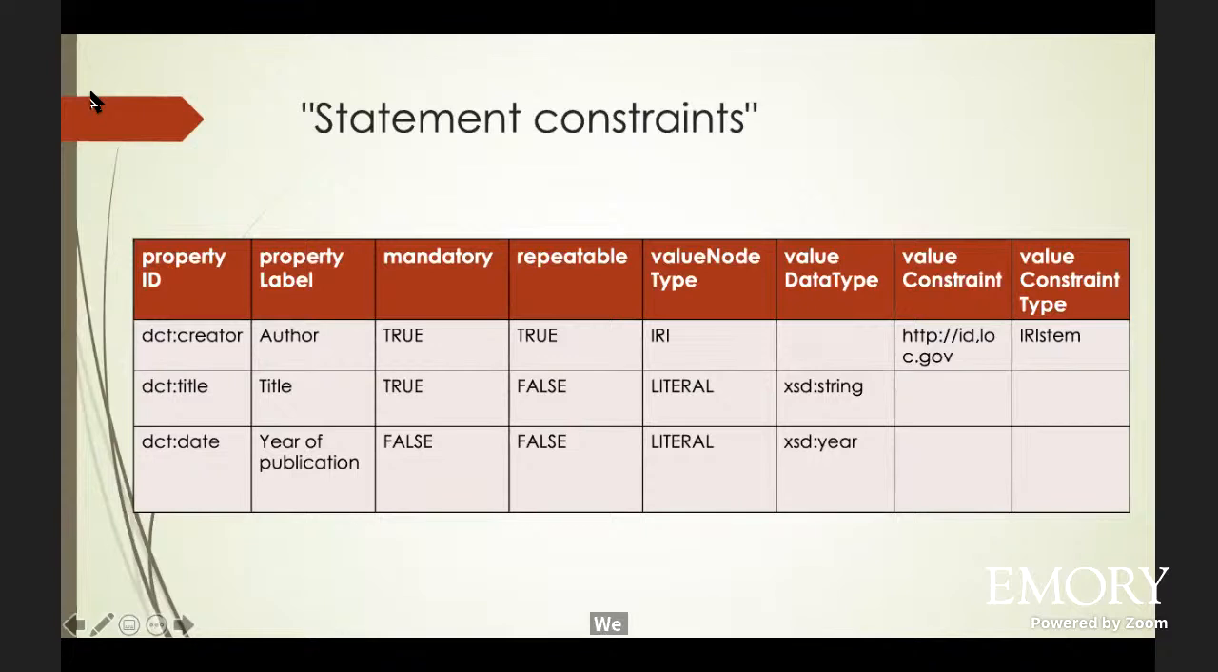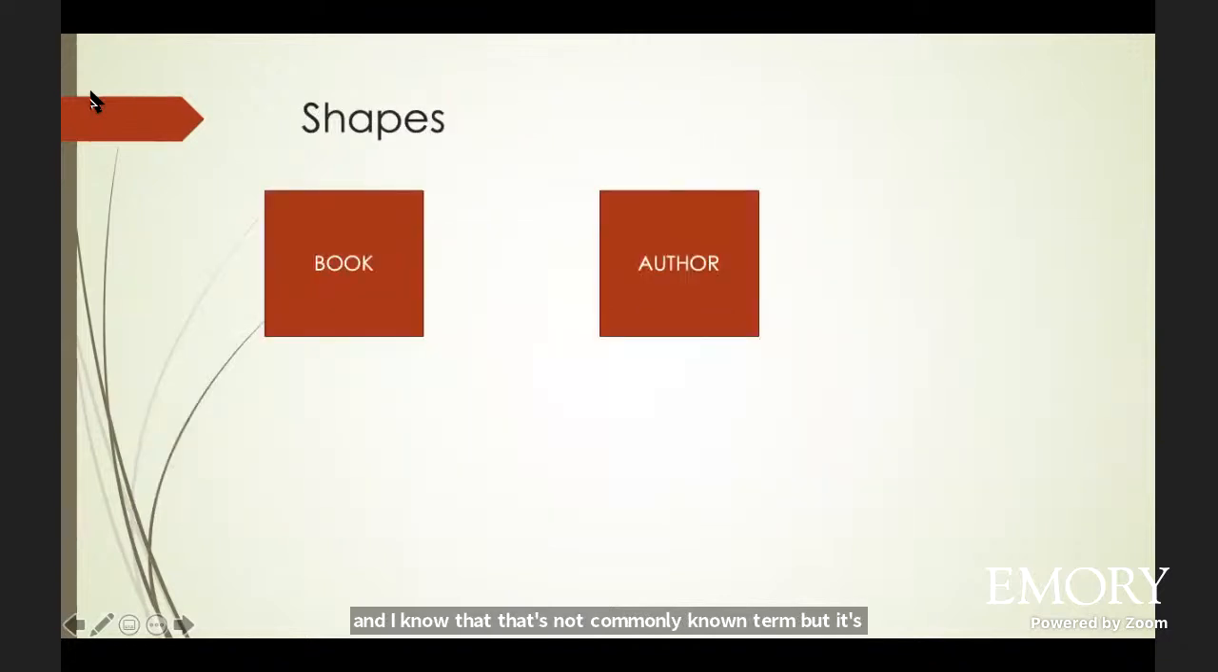What I've shown you so far is something that we call statement constraints, and statement constraints are the property ID and all of the things that define and constrain that property. So each row here is what we call a statement constraint. And I know that that's not a commonly known term, but it's going to come up again, so I wanted to define it for you.